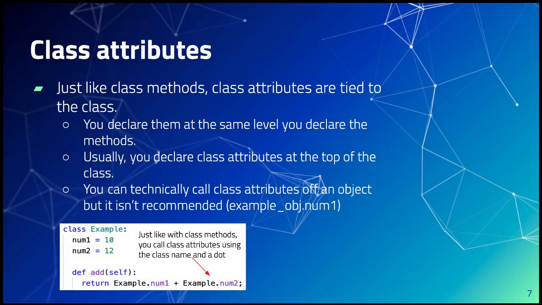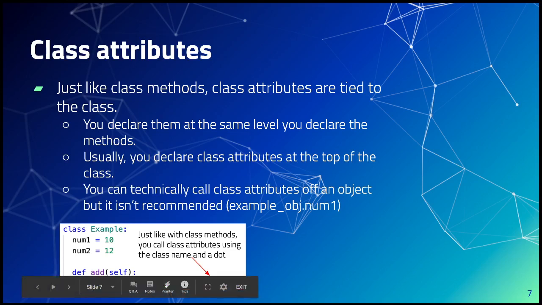Okay, so now we've talked about functions, but let's talk about attributes, also analogous to variables. Just like with class methods, class attributes are tied to the class. So in this case, num1 and num2 are two class attributes.